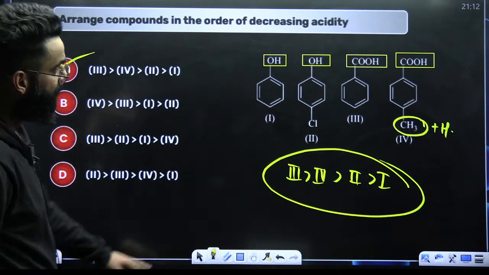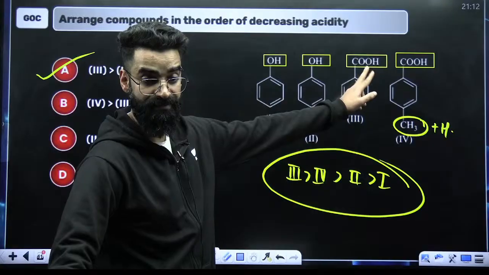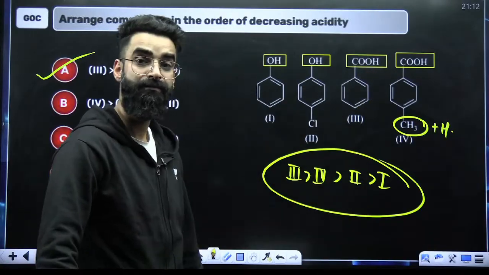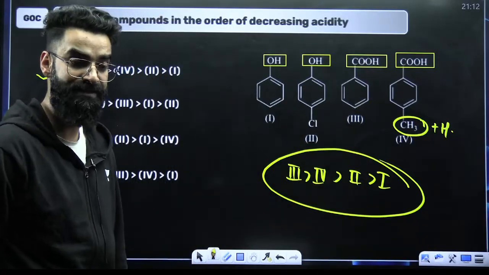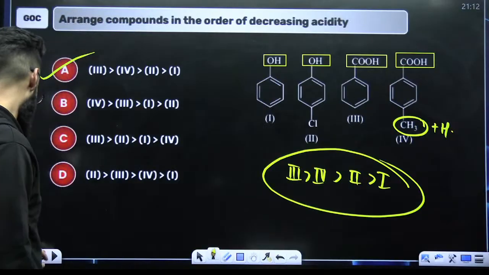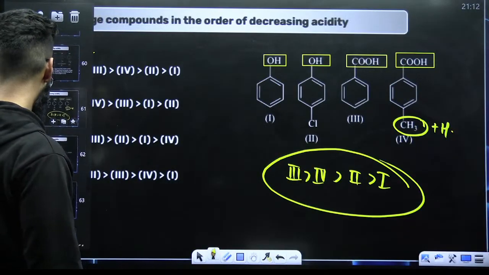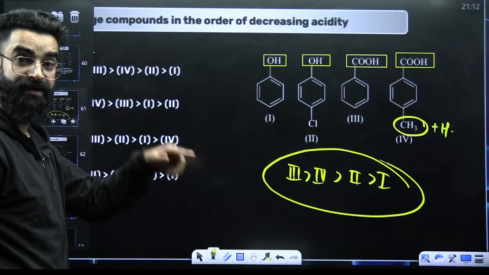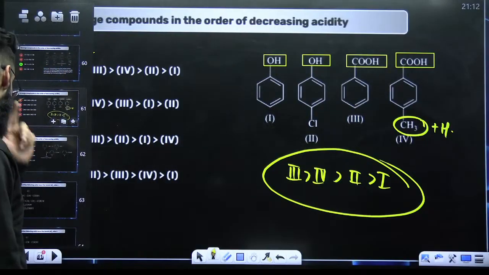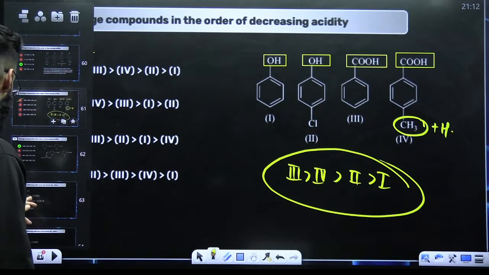Perfect, guys. So first of all, be careful with the references. This is the point. Your carboxylic acids are stronger acids than phenols. Do not directly jump into the effects shown by the groups. First of all, check the references.